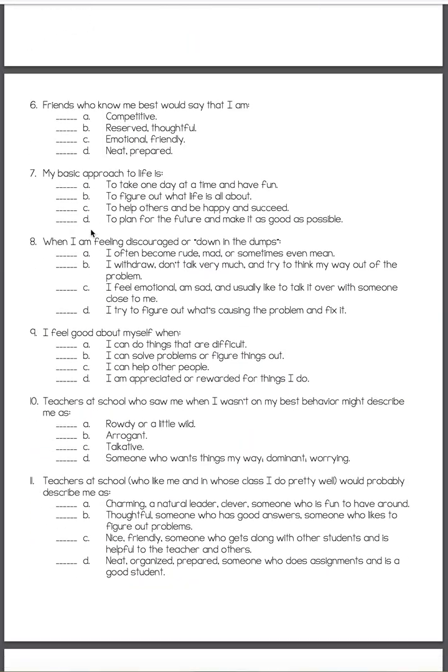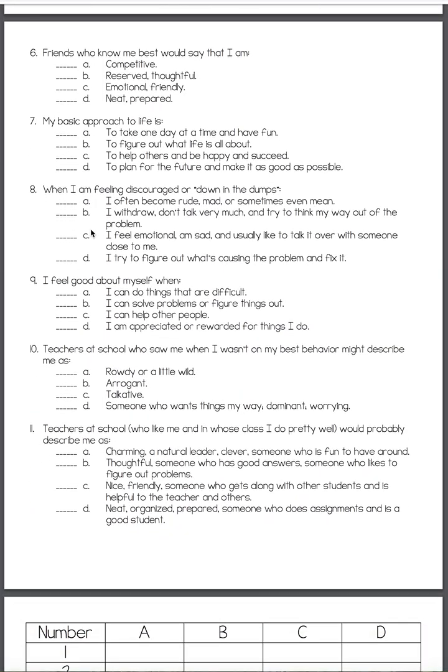Number 6. Friends who know me best would say I am A, competitive, B, reserved, thoughtful, C, emotional, friendly, D, neat, prepared. So the friends who know you best, and this friend could be a brother or a sister. You say, well, I don't have many friends. Well, what would your older brother or your sister say? Would they say you are always competitive, trying to compete with them? You always want to win? You're reserved, you're quiet, you're thoughtful, don't talk a lot.